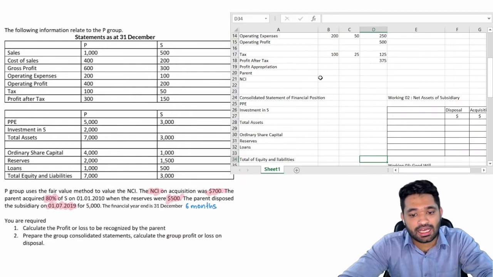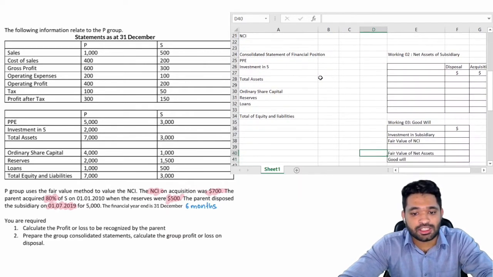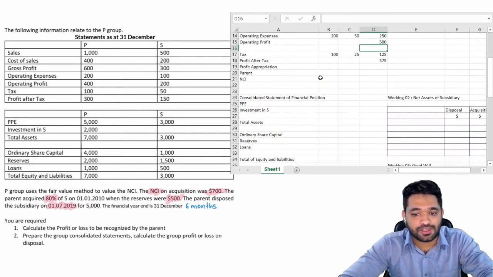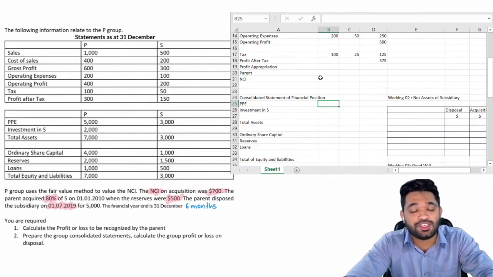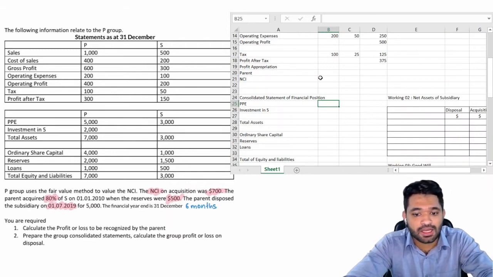Okay, and then here is your consolidated statement of financial position. When you look at your consolidated statement of financial position, we do not need to add the subsidiary's assets and liabilities. The reason for that is that the subsidiary is sold. So if the subsidiary has been sold, then we don't own the subsidiary's assets and liabilities. So we will only be showing the parent's assets and liabilities here.